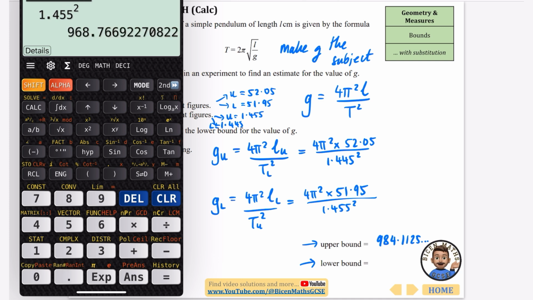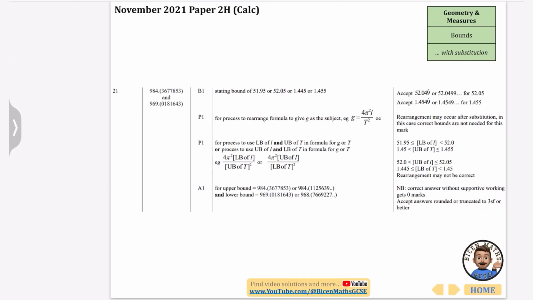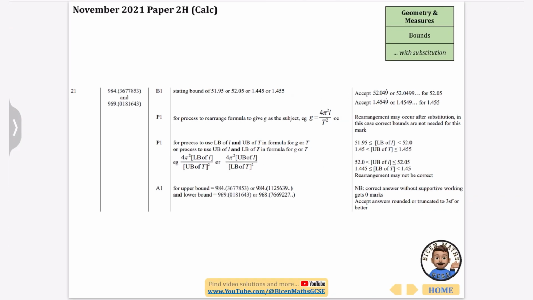51.95, and we get that the lower bound is 968.766... So let's see if we've got these right. We've got 984 and 968. 984 and 969.01. Oh, I must have typed something in wrong there.